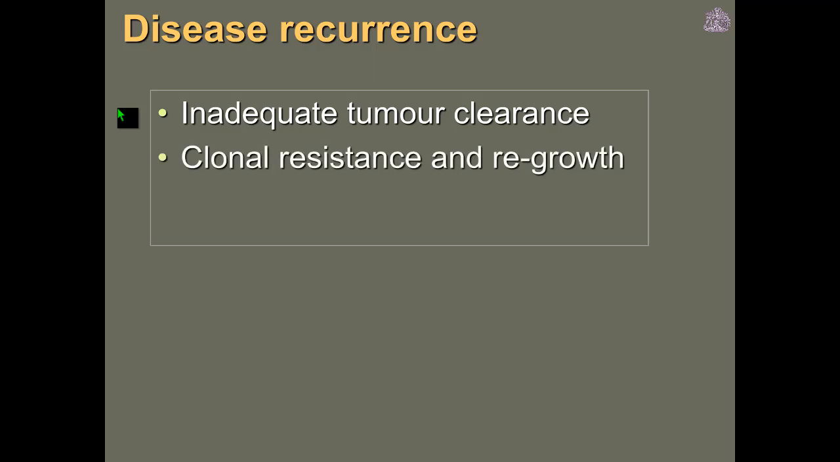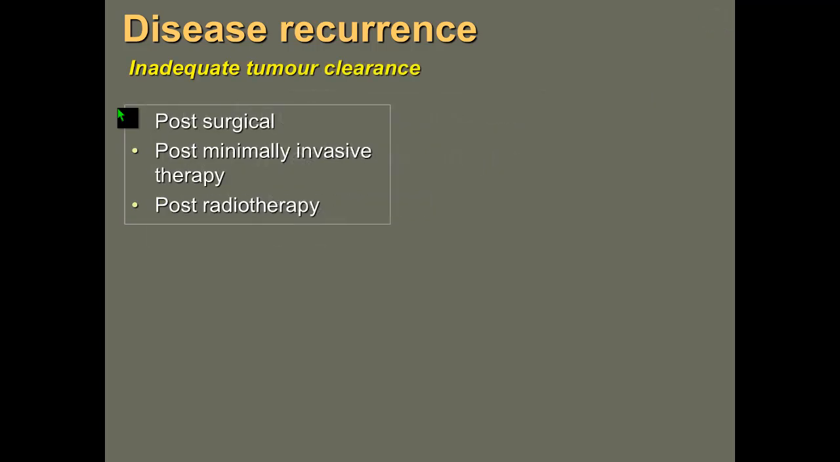Then if you're talking about chemotherapy or radiotherapy, what you're saying is that yes, you hit most of the rogue cells in the tumor fraction, but then a subpopulation of cells will subsequently grow and result in clonal resistance and tumor regrowth. And of course, the primary tumor may seed tumor cells into the circulation or the lymphatic system, and they get carried to another organ and it grows. So in terms of surgery, inadequate tumor clearance, as I said, can be a result of surgery, minimally invasive therapy, or radiotherapy.